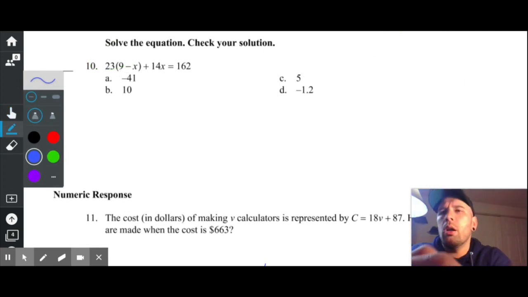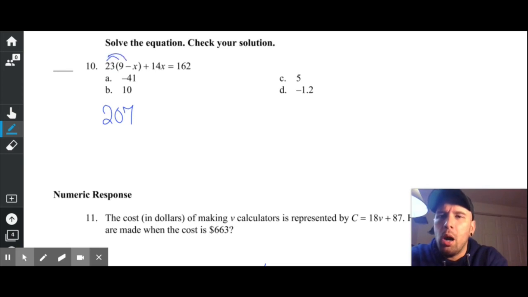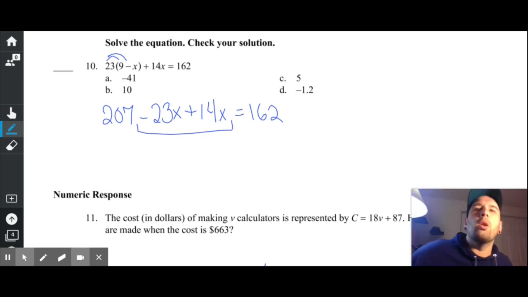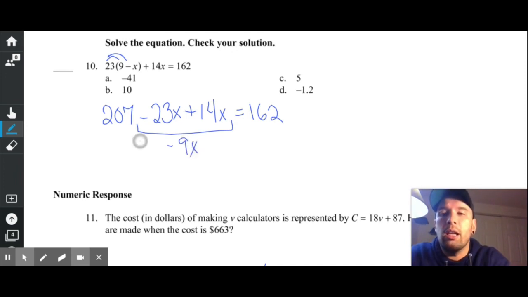Problem 10. I'm starting out with distributed property right away. 23 times 9 is 207. 23 times negative x is negative 23x plus 14x equals 162. All right. I have two x's on the same side. So this is not one of those cases where I know a lot of people want to subtract something from both sides. It's not what you're doing here. Since they're right next to each other, you actually just combine them. Negative 23x plus 14x is negative 9x. Okay, 207 is in front of it, equals 162.